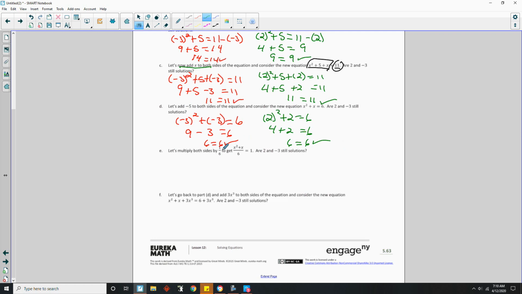Now it says to multiply both sides by 1/6. Multiplying by 1/6 is the same as dividing by 6, so x squared plus x over 6 is right here, and 6 divided by 6 is 1. And now we're going to check again.